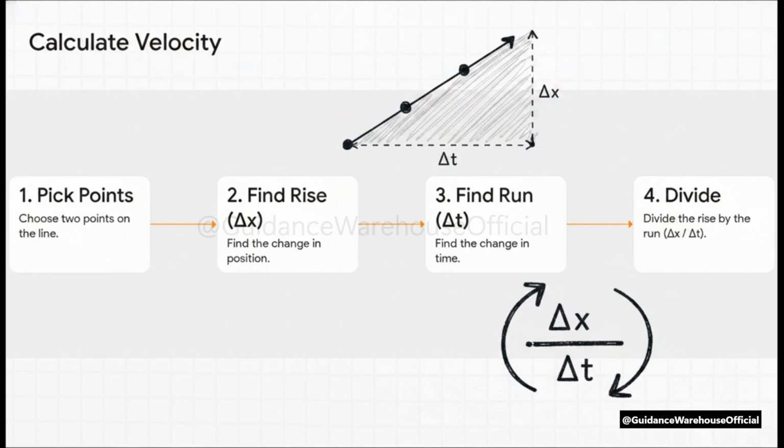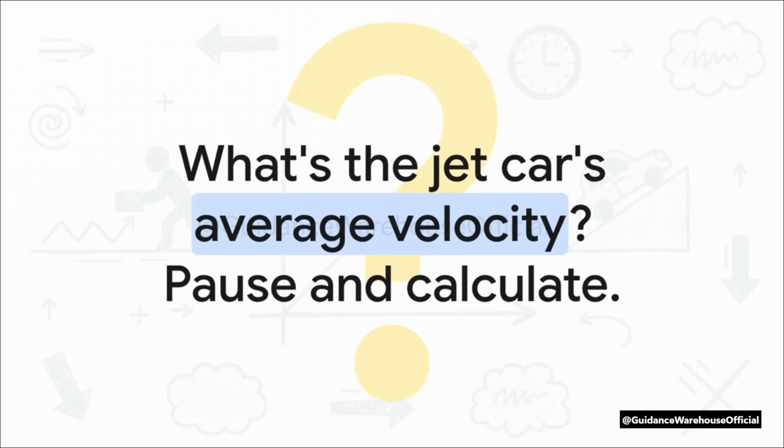We just calculate the slope. And the process is always the same. First, you pick any two points you want on that line. Second, you find the rise, which is just the change in position between those points. Third, you find the run, the change in time. And finally, you divide the rise by the run. That's it. Okay, your turn to play physicist.